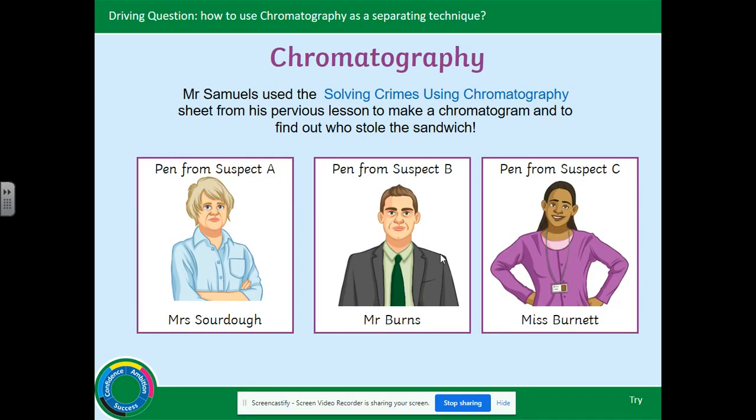Now, Mr. Samuels used the solving crimes using chromatography sheet from his previous lesson to make a chromatogram and to find out who stole the sandwich. Now, I have three suspects: pen from suspect A, pen from suspect B, and pen from suspect C. These are three of Mr. Samuels's closest friends in the department. Let's see who took his sandwich.